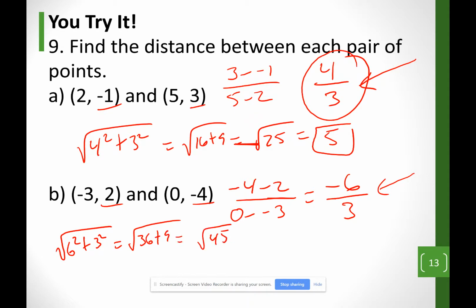I know the square root of 45 is not a perfect square, but I can at least split it as the square root of 9 times the square root of 5, which is better known as 3 radical 5. Simplify your radical if you can.